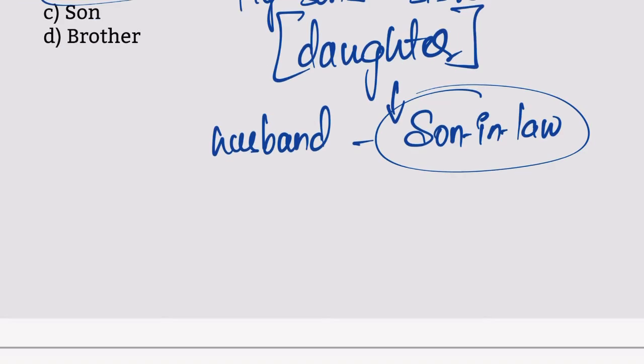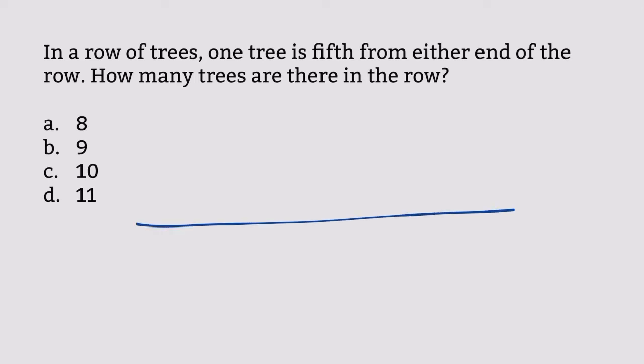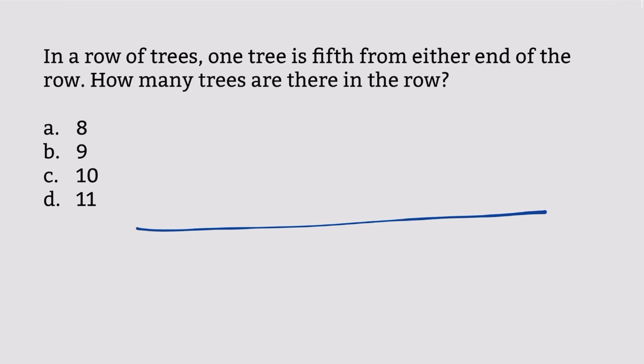Let's move on to the next one. In a row of trees, one tree is fifth from either end of the row. How many trees are there in the row? This again is purely based on reasoning. We'll have to imagine the position of trees and identify the number of trees in this particular row. Let's assume that this is a row of trees, and the tree in question, the one tree which is fifth from either end, let it be in the middle. Now this is the fifth tree from the left hand side as well as from the right hand side.